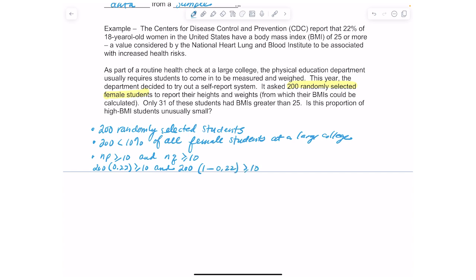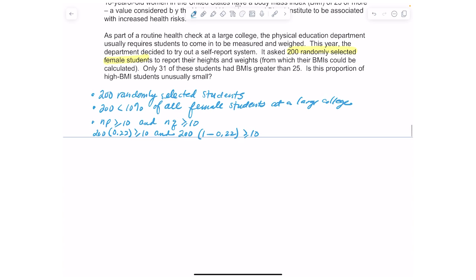And when I multiply 200 times 0.22, I get 44, which obviously is greater than or equal to 10. And then 200 times 0.78 is 156, which, by the way, you can also get from doing 200 minus 44 is 156. That's also greater than or equal to 10. So all of my conditions checked, which means my independence assumption and my sample size assumption are satisfied. So therefore, you can use a normal model.